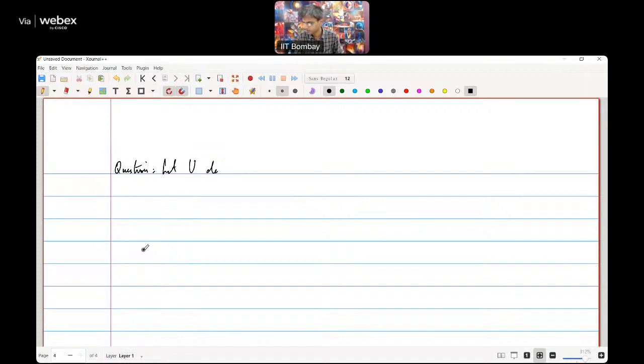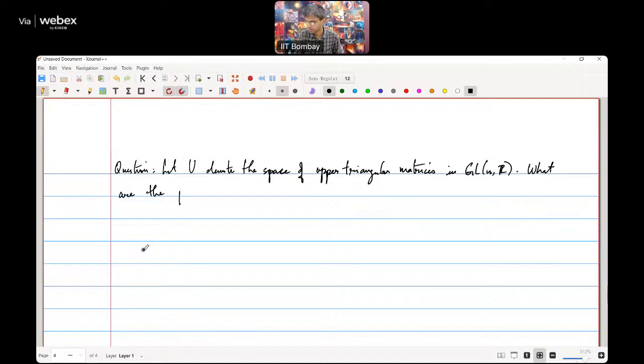Let U denote the space of upper triangular matrices in GL. What are the path components?